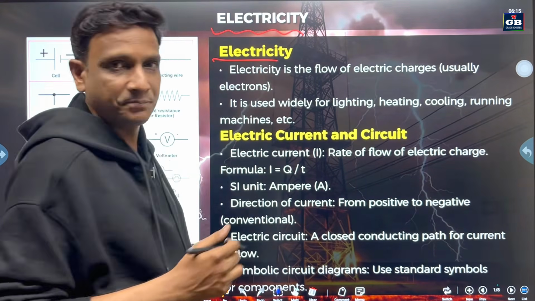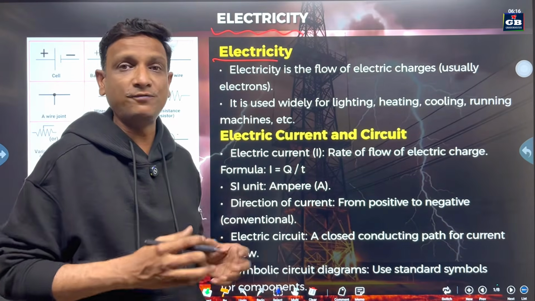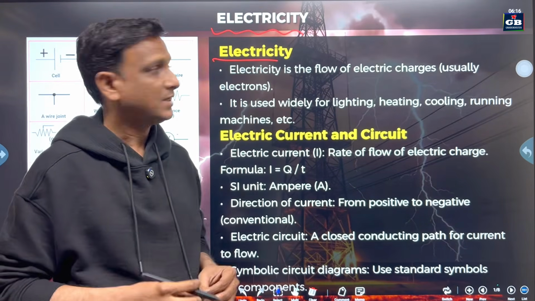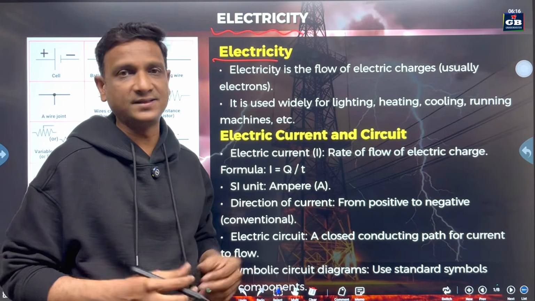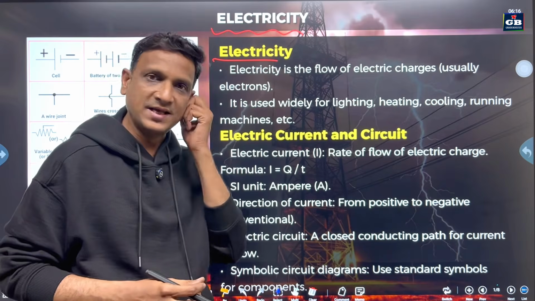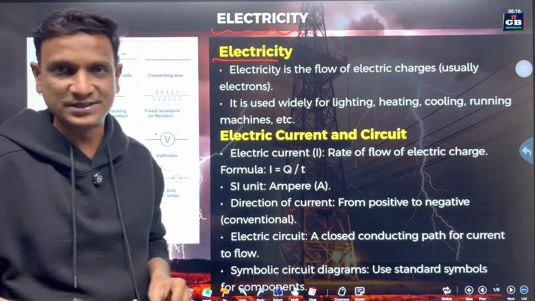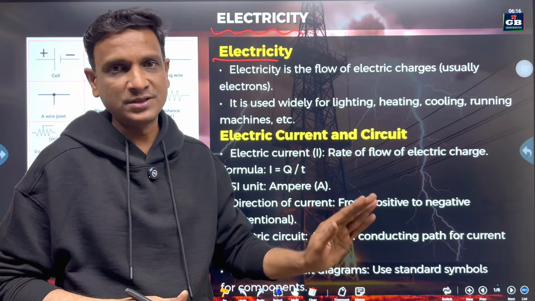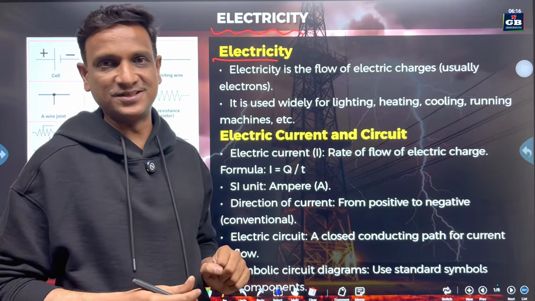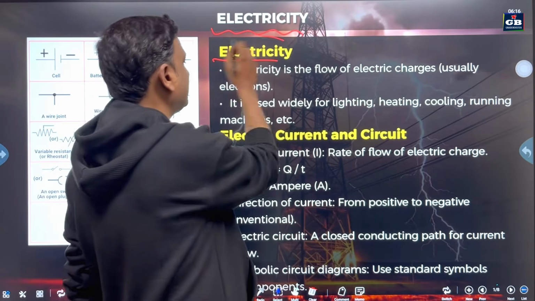What is electricity? Electricity is the flow of electric charges. Flow of electric charges in a conductor is called electricity. We can also say that electricity is the flow of electrons. Both are the same. Electricity is the flow of electrons or the flow of electric charges. That is called electricity.